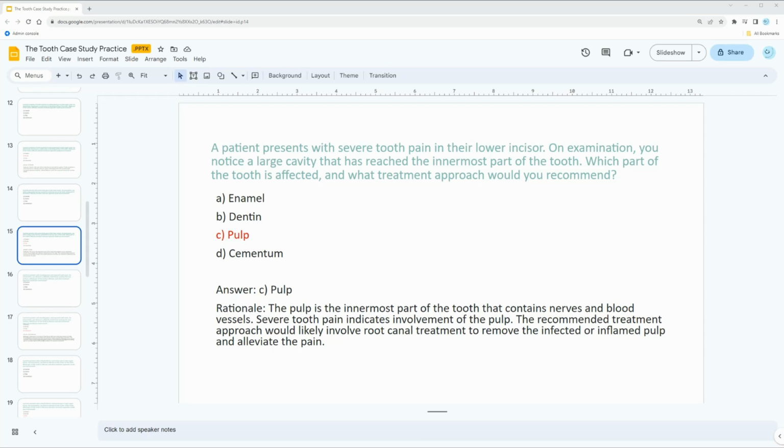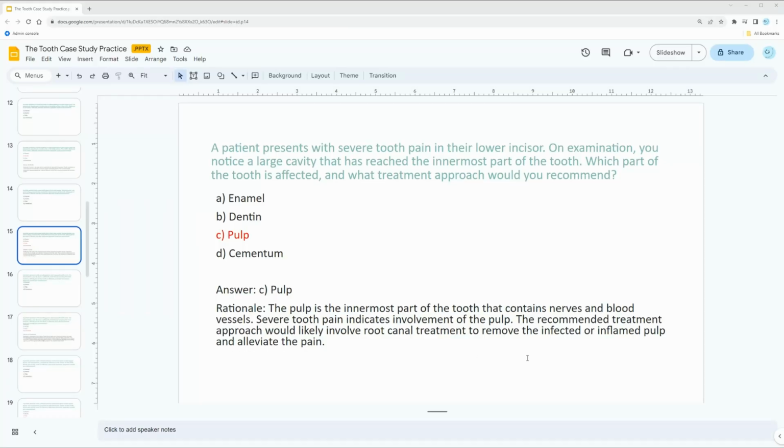So I have even included the rationale here for you. So the pulp is the innermost part of the tooth that contains nerves and blood vessels. Severe tooth pain indicates involvement of the pulp. This is true. If you're having pain, it doesn't always mean you're going to have pain, of course, with an issue. But when you do have pain, this is when, as dental professionals, we kind of go, uh-oh, we got to take an x-ray and figure things out because the nerve could be affected. So the recommended treatment would likely involve a root canal to remove the infected or inflamed pulp and alleviate pain.